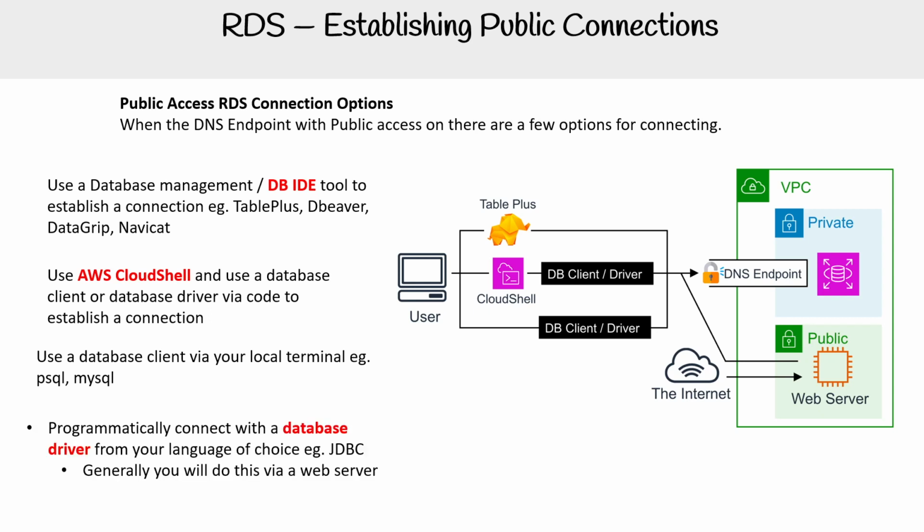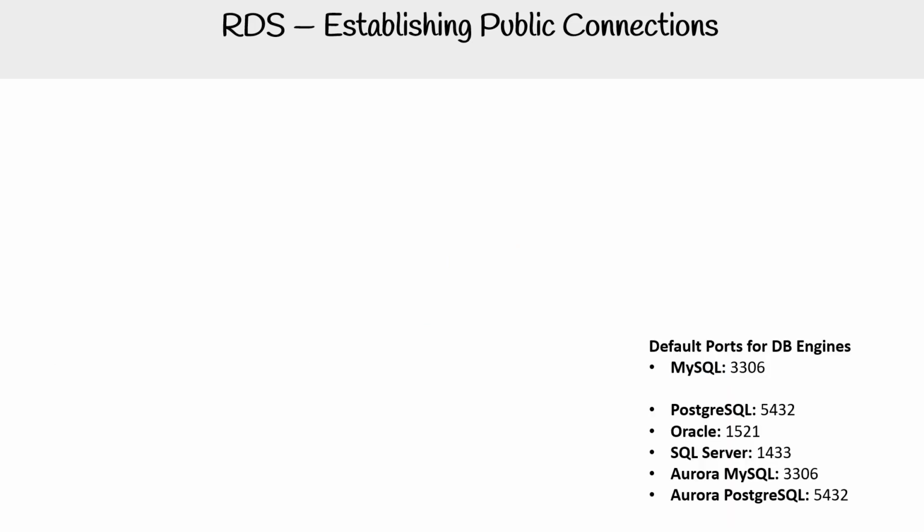You can just do it from your local machine, because if public access is open, you can connect to that endpoint. The last one here is if you have a web application, and this is generally the way that you are going to access things, the web server is going to have a database driver installed. So like if you're using Java, it's JDBC. If you're using Ruby, if it's Postgres, it's just the PG gem, or Active Record if you're using the Rails framework. And so that's the way that a connection is going to be established.